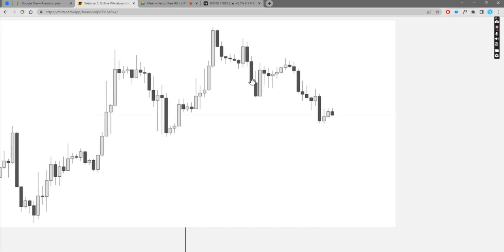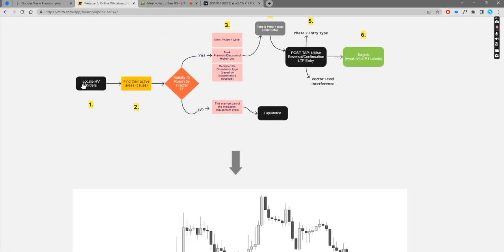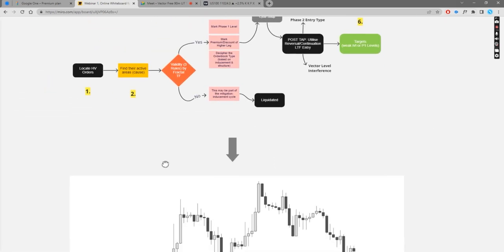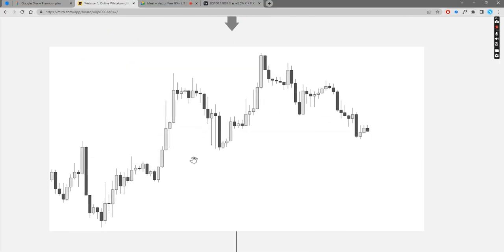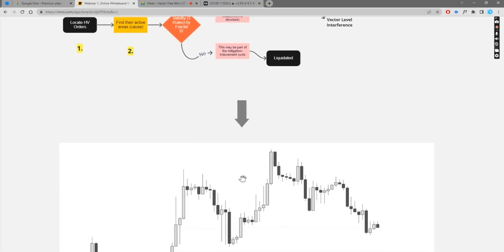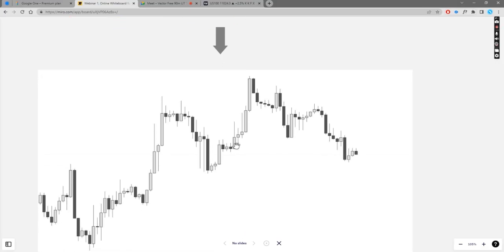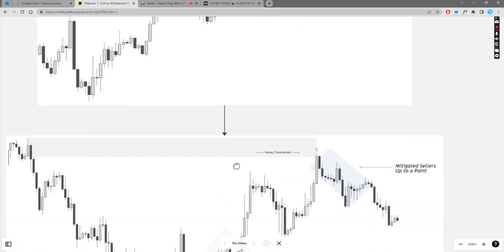So this one. Okay, I like it. Alright, so let's follow our rules, okay? So firstly, we got to locate high volume orders, and we got to find their active areas, so their cores. So where they're active, where they're ready to get mitigated and then have that reaction.